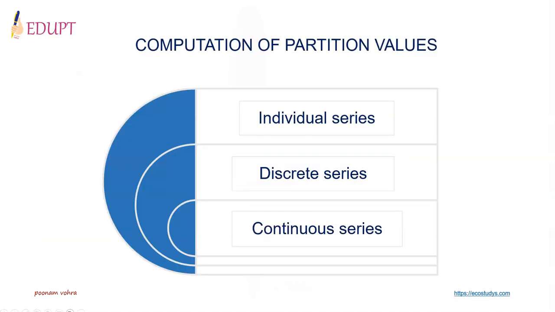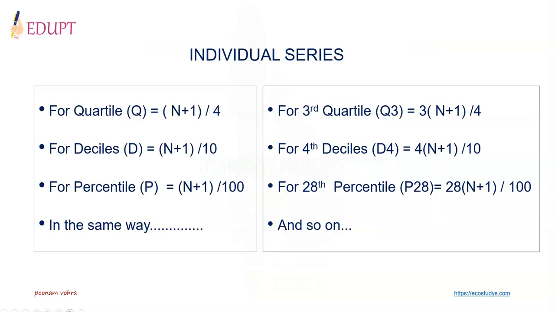All the partition values can be computed for individual series, discrete series and continuous series. We shall concentrate on individual series right now. If you need to find quartile, it will be (n+1)/4. So when we say quartile, it is understood this is the first quartile. But if you need to find third quartile, then it is written as Q3 and the formula is 3(n+1)/4.